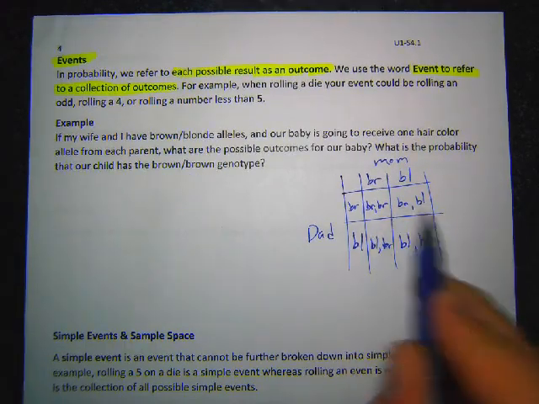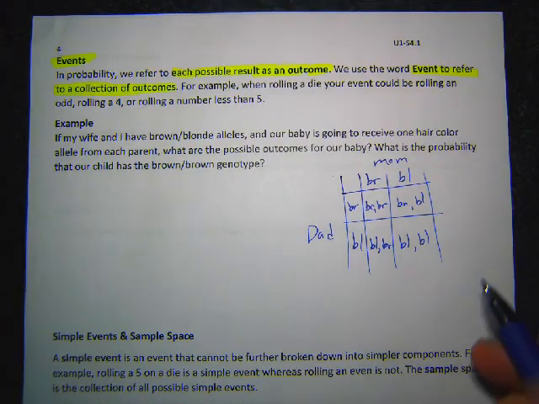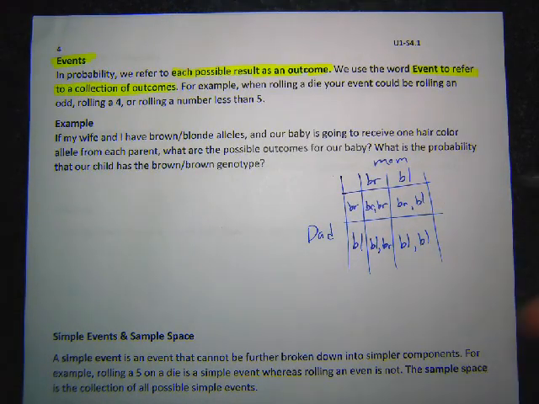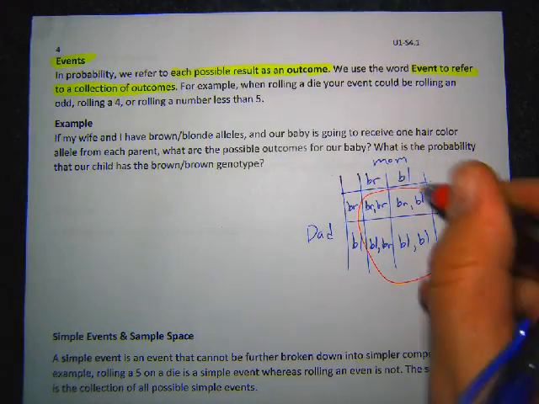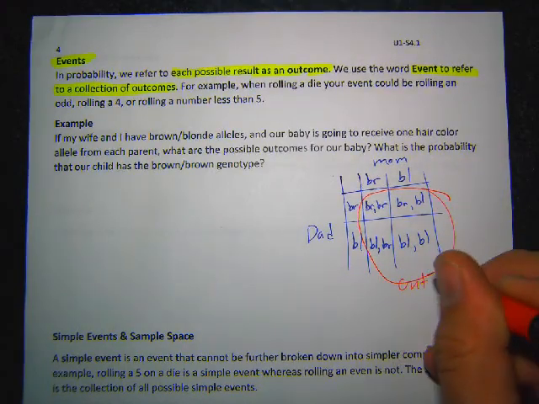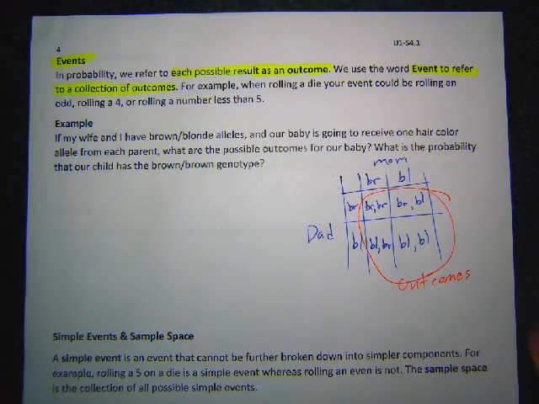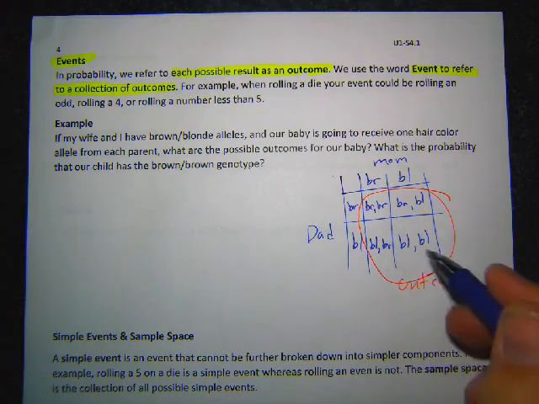So those would be the different possible combinations. So these would be the outcomes, the different outcomes. So these would be outcomes that would be possible for this. So each one of those would be a different outcome.